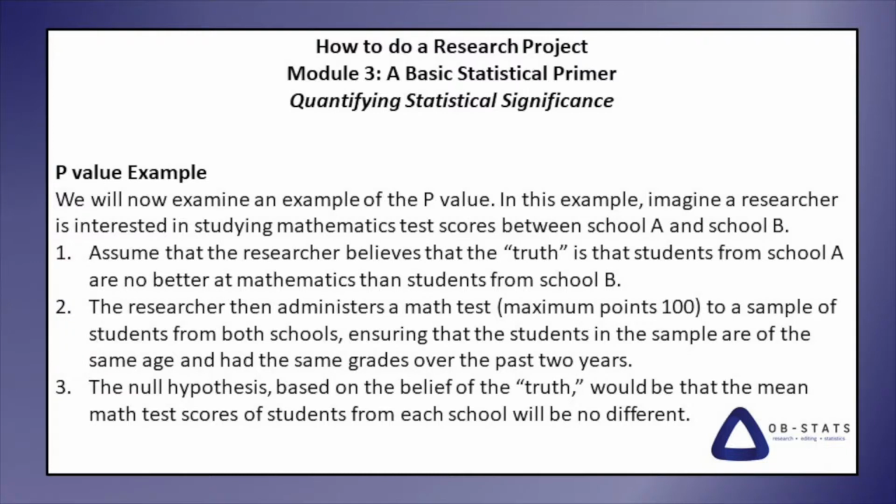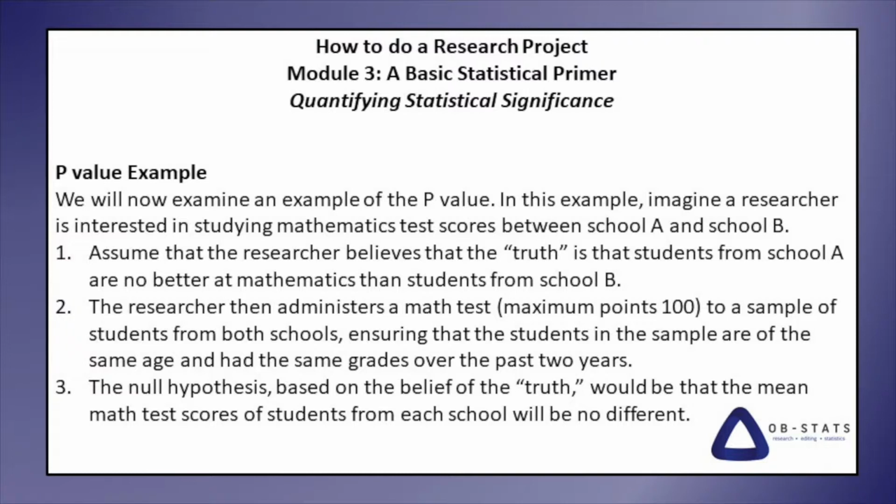In this example, imagine that a researcher is interested in studying mathematics test scores between School A and School B. 1. Assume that the researcher believes that the truth is that students from School A are no better at mathematics than students from School B. 2. The researcher then administers a math test, maximum points 100, to a sample of students from both schools, ensuring that the students in the sample are of the same age and had the same grades over the past 2 years. 3.